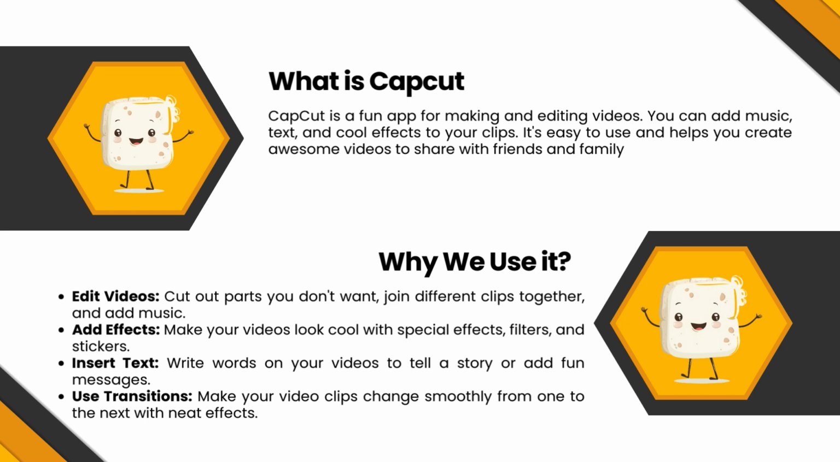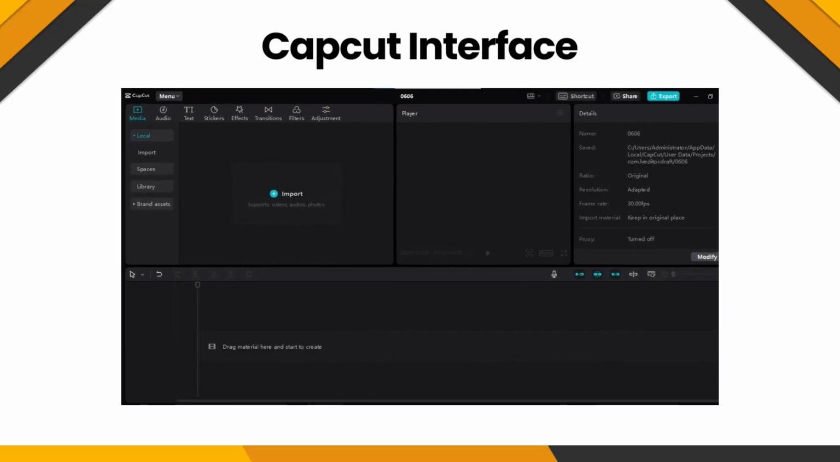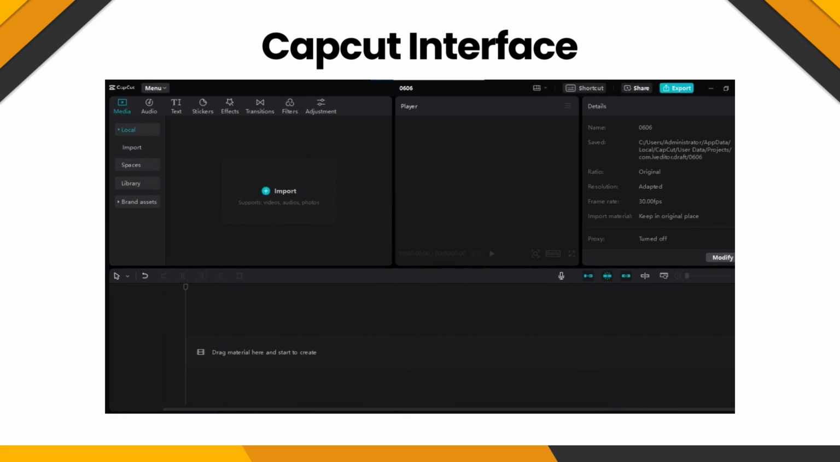Why we use it: edit videos, cut out parts you don't want, join different clips together, and add music. Add effects, make your videos look cool with special effects, filters, and stickers. Insert text, write words on your videos to tell a story or add fun messages. Use transitions, make your video clips change smoothly from one to the next with neat effects. This is the interface of CapCut.